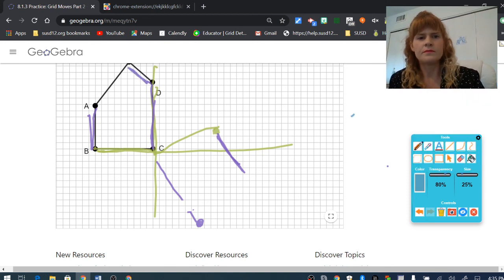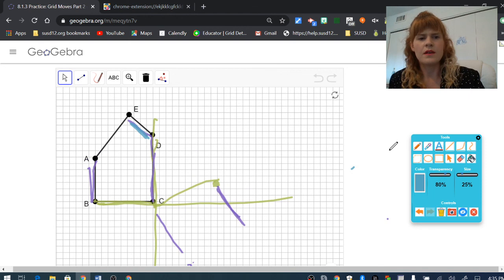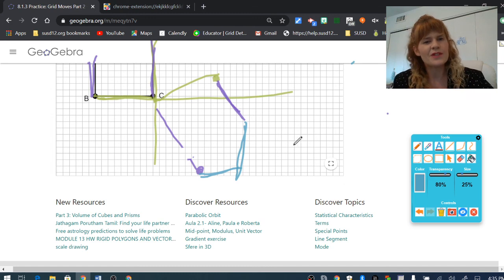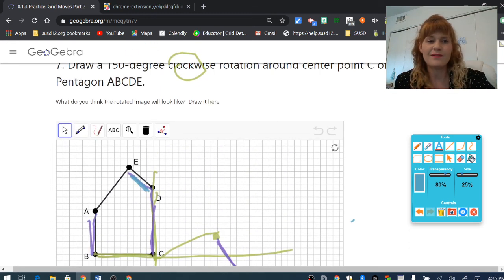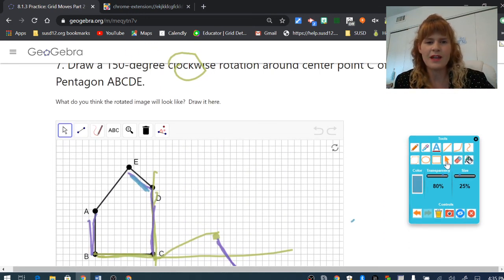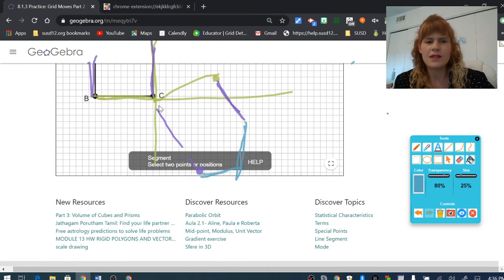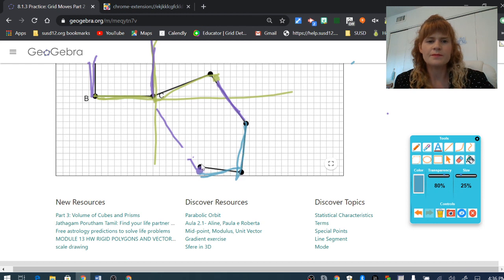DE is going to end up right about over here. And then EA would be right about here. Now, I'm not really sure. I just estimated. In fact, I didn't measure any of the lengths. So what do you think the rotated image will look like? Why don't you show me your estimation? Here's mine.